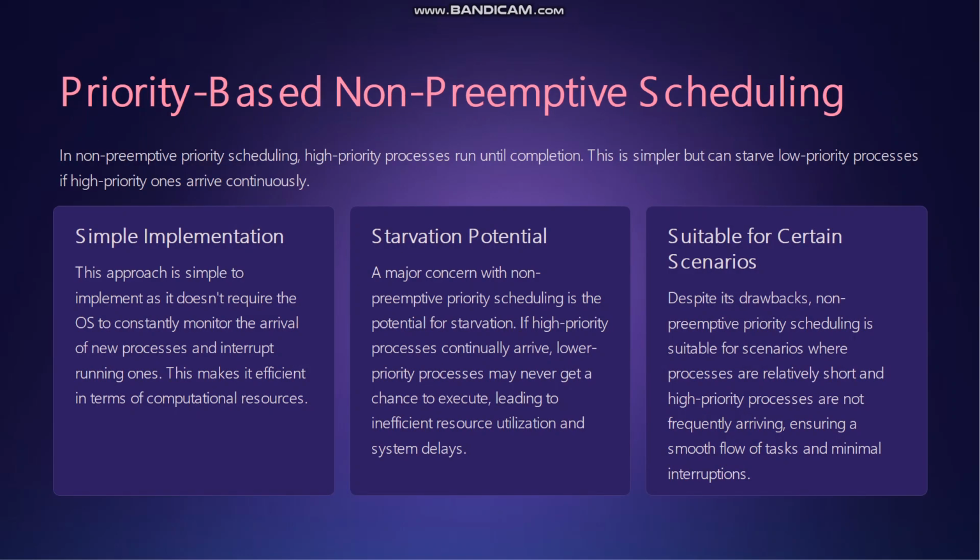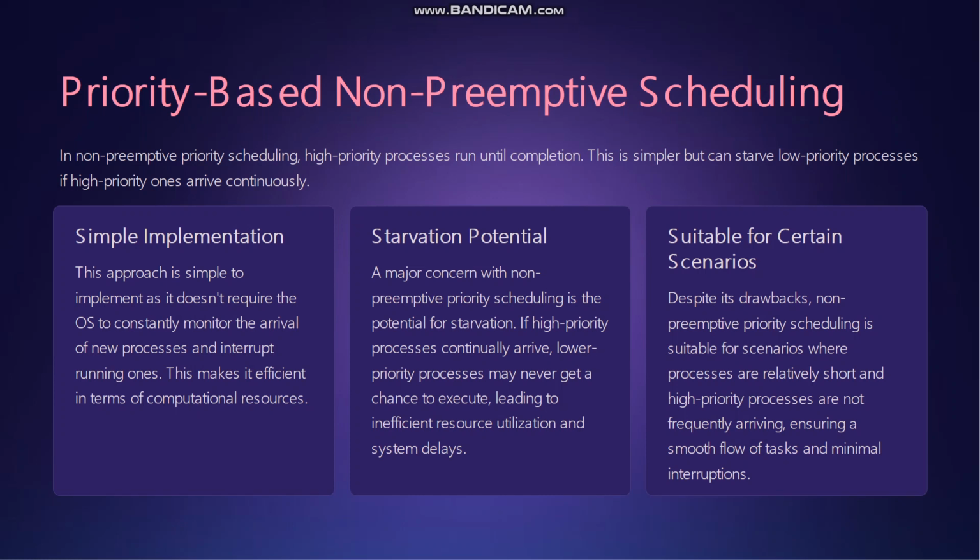Priority-based non-preemptive scheduling. In non-preemptive priority scheduling, a high priority process can run until completion. This is simpler but can starve low priority processes if high priority ones arrive continuously. Simple implementation, starvation potential, suitable for certain scenarios.